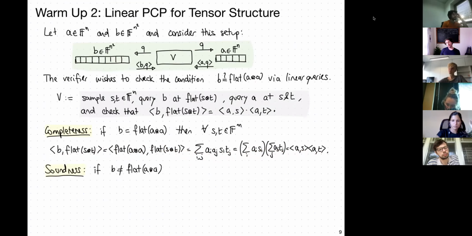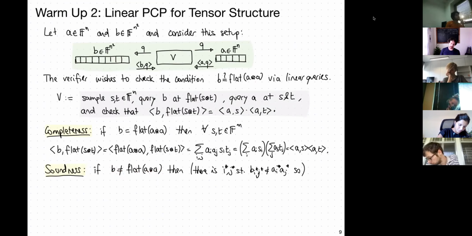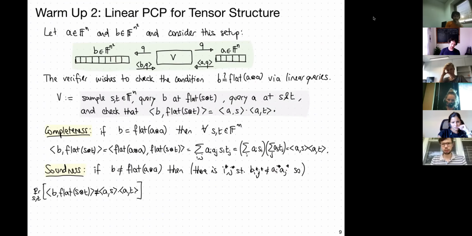And now for soundness, we'll do exactly what we've done before. What do I mean by that? We'll assume that B is not really the set of all monomials. So there is at least one monomial which is inconsistent. Let's even give it a name: the monomial which corresponds to xi* times xj*, the B that we have doesn't really take this value. So suppose we have that case.